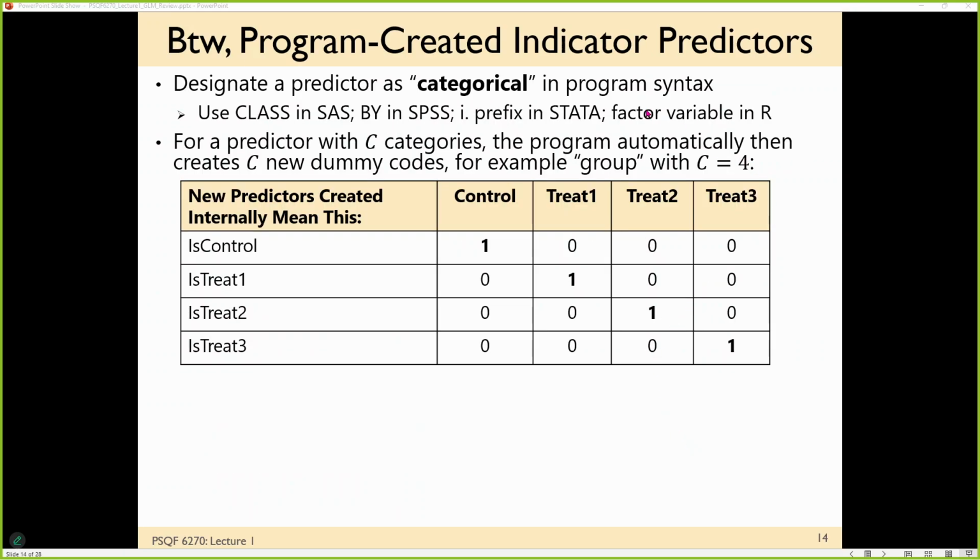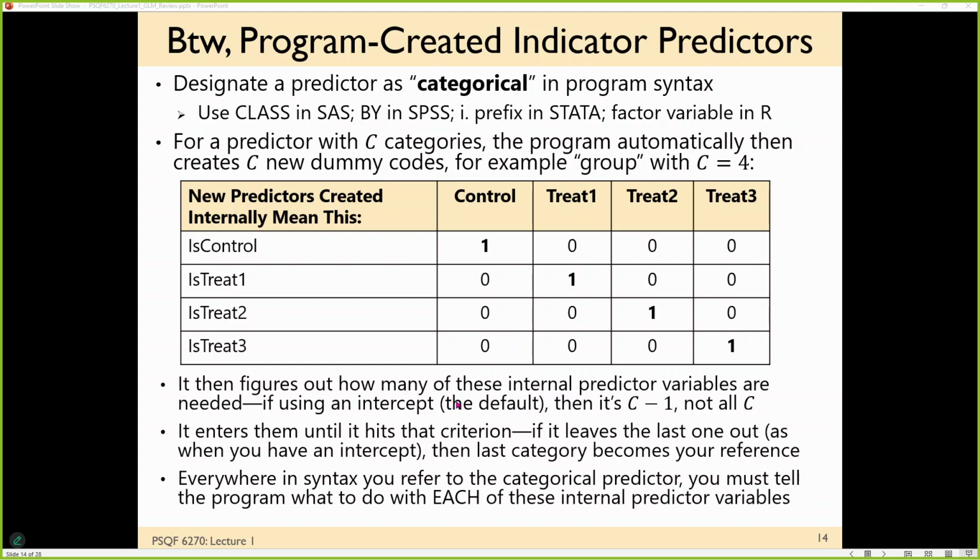But what is happening under the hood when you do this is that the program is creating binary variables for you that are internal to the software package. It's not putting them in your data set. And it doesn't leave one out. So it's going to make 4 new variables if I have 4 groups, where each one gets a 1 if it's that one and a 0 otherwise. So it figures out then how many of these are needed. If you have a fixed intercept in your model, which in most cases you will, then it leaves one out. And that's why different software packages have different reference groups. Which one did it leave out is the question.